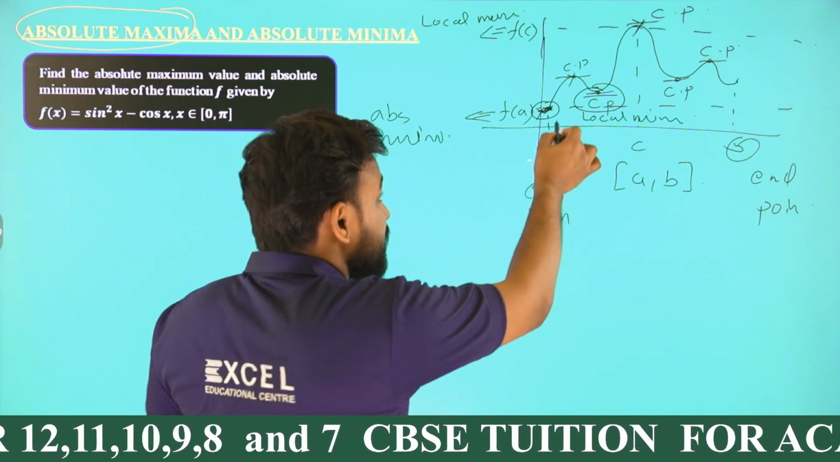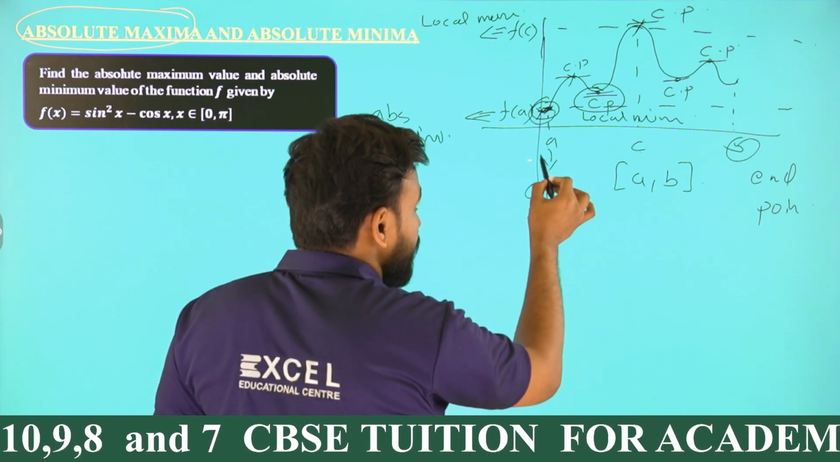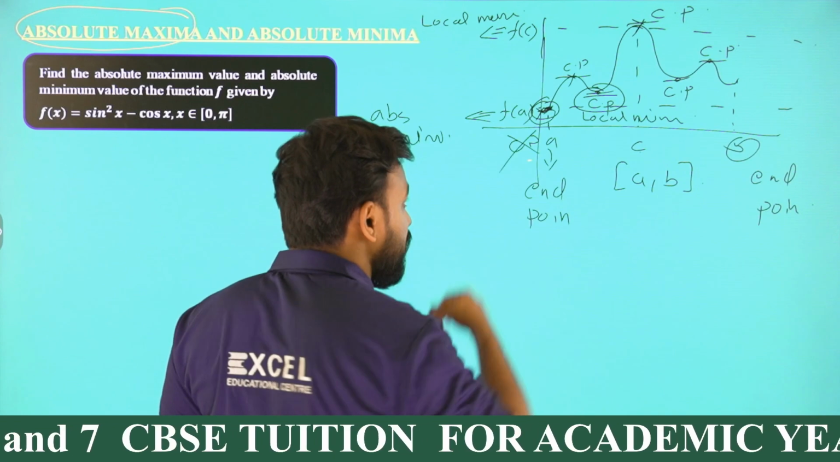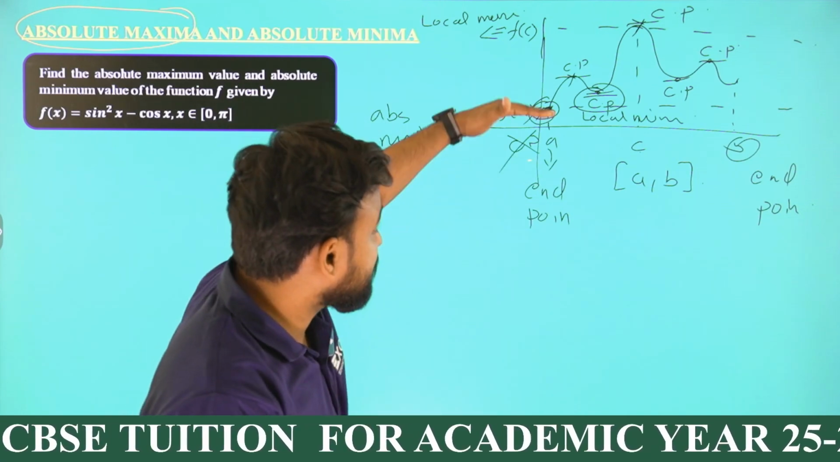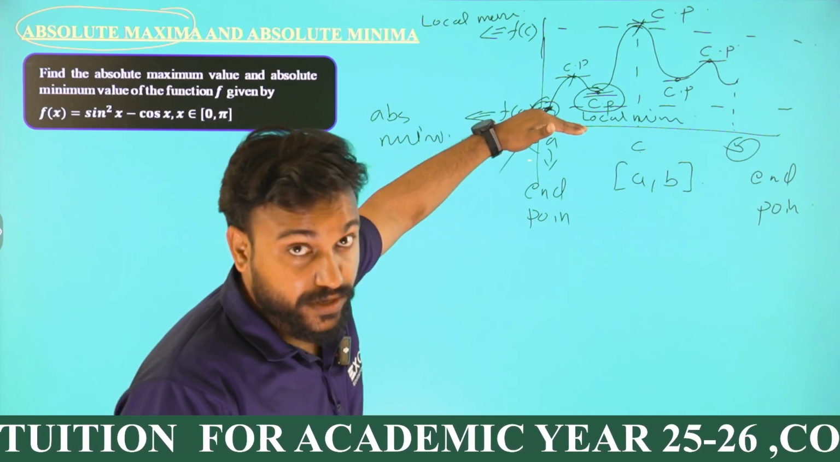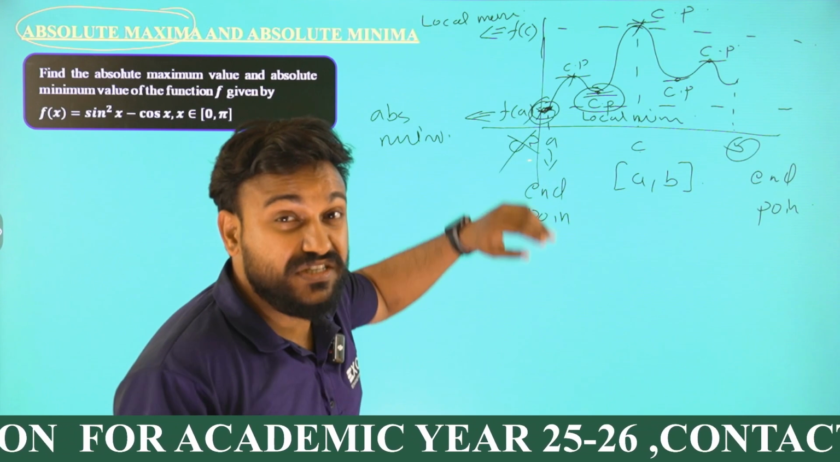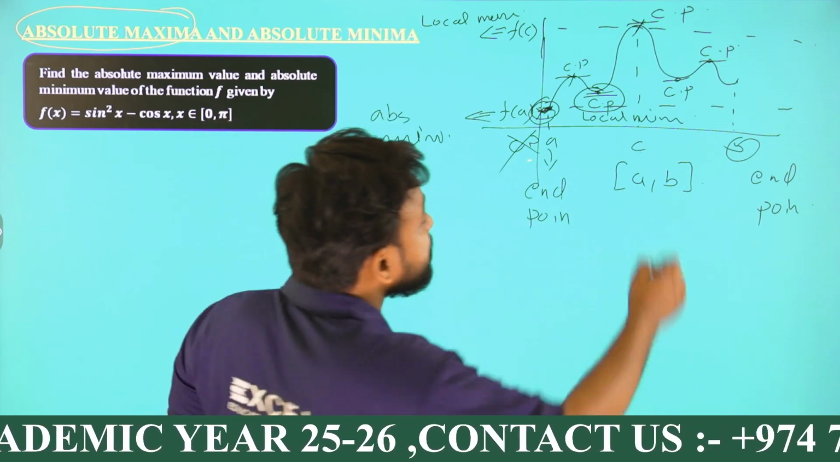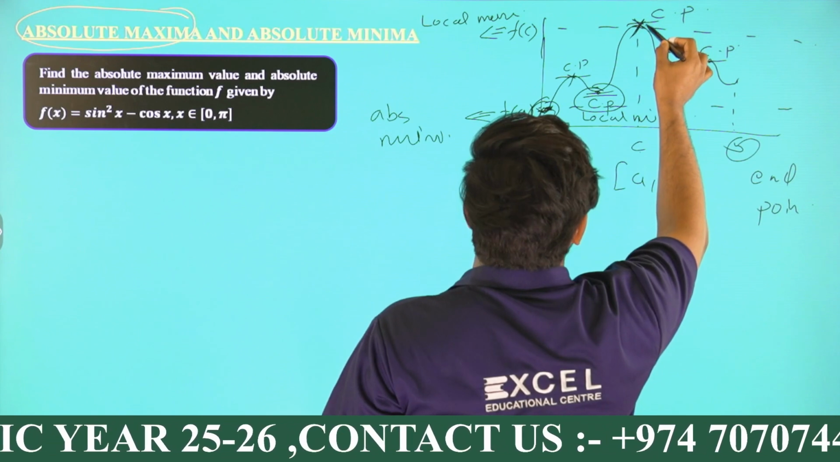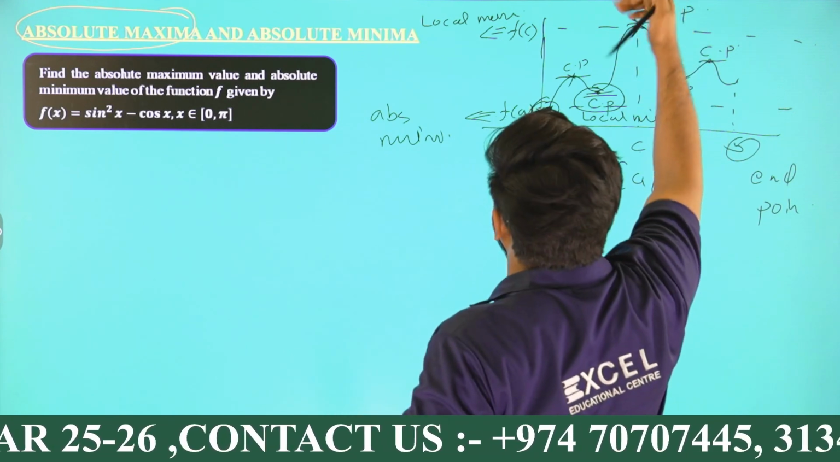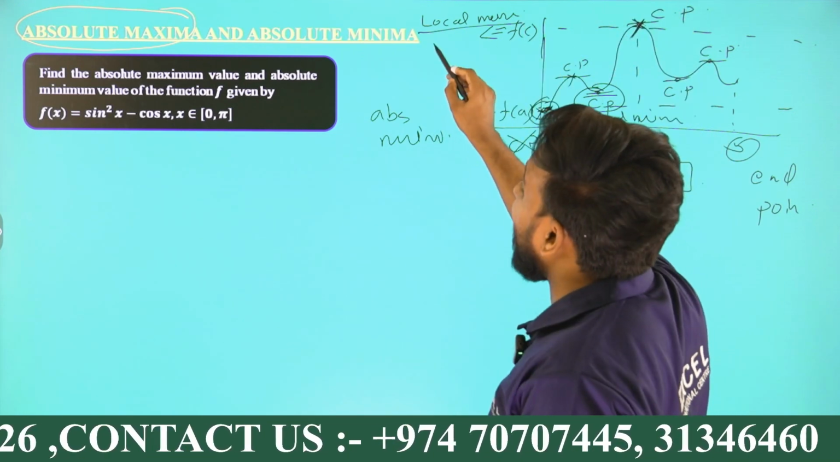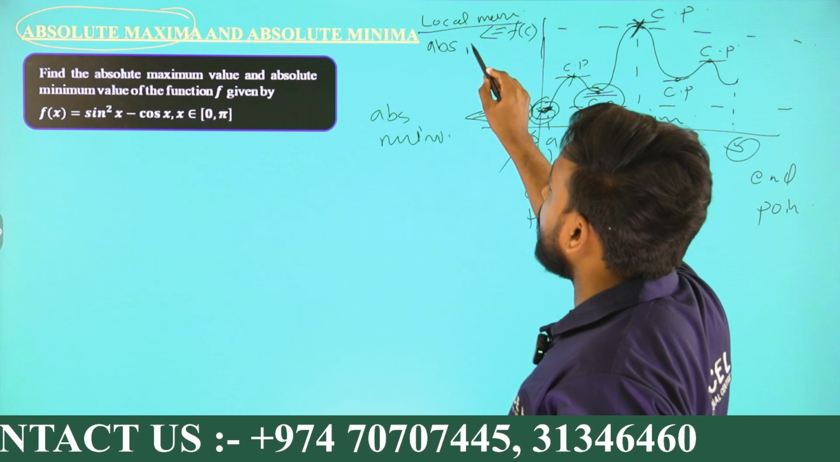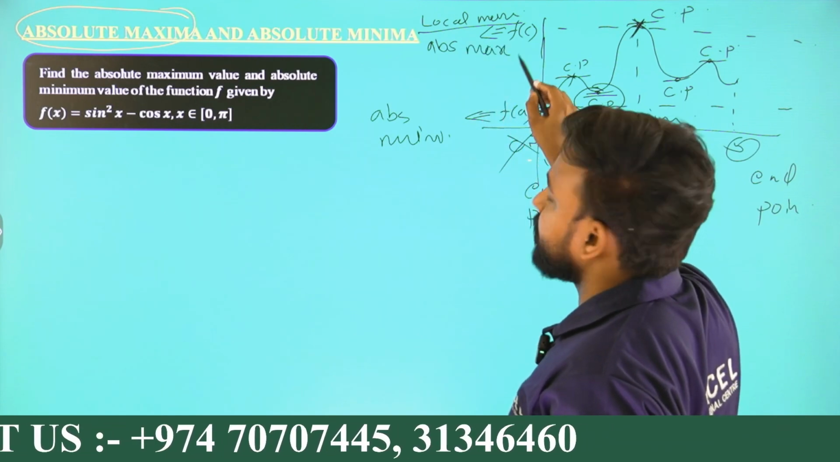Ready? It's not a critical point. But this is an end point. At that end point, this function is giving you the lowest value, so we call it absolute minima. And you can see this is a critical point. At this point, you are getting the maximum value of this function. We are calling it local maxima as well as absolute maxima.